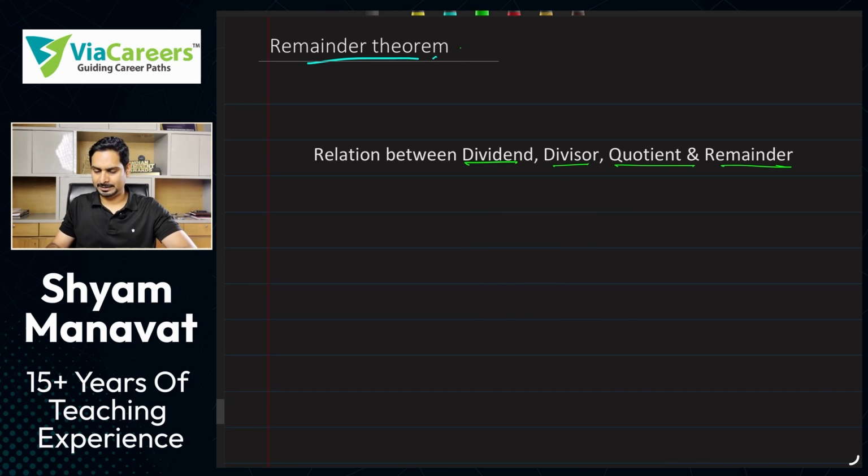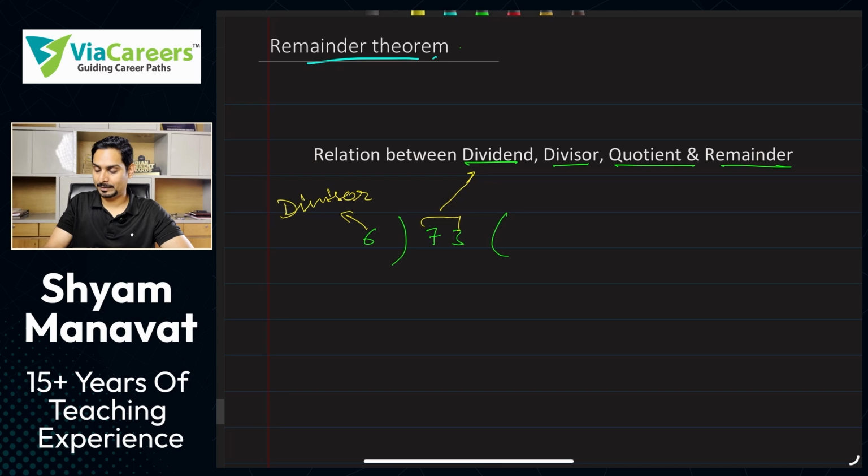Remainder, it's very simple, what we have studied in school time. If I have, let's say, 73 which I am dividing by, let's say, 6. Now here this 73 is the dividend, the number which is being divided. 6 will be the divisor, the one which is dividing. And the result which you get is the quotient, right?